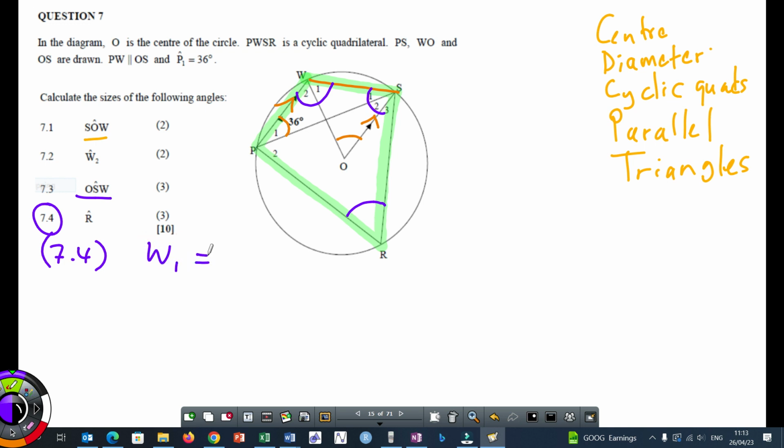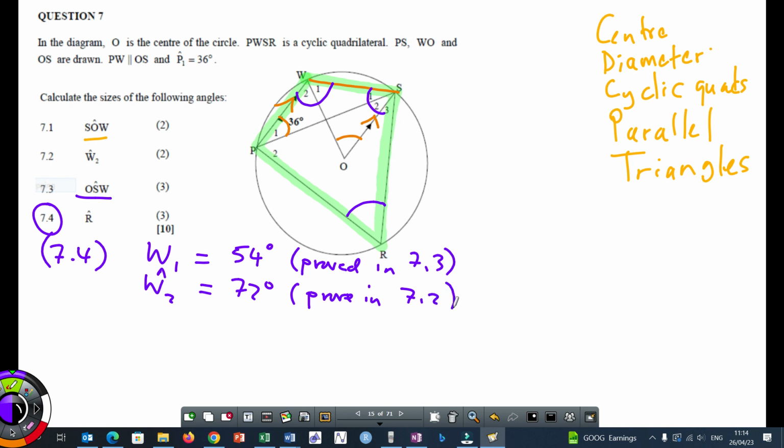Now we have to start from somewhere. Say W1 is equal to 54. So we proved this in 7.3. And W2, we proved that already. And what was the value of W2? 72. We proved this in 7.2. So what this means is angle W is going to be equal to 54 plus 72 degrees. Then this will give you 126.